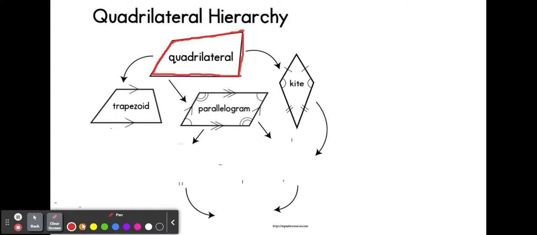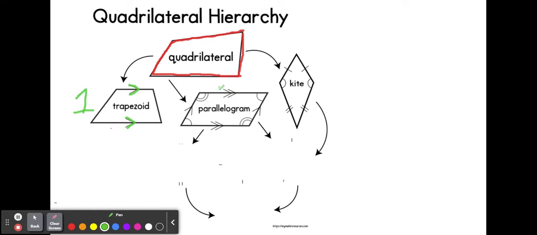Now, when you get into classifying or funneling down, making more specific types of quadrilateral statements, the first thing you want to think about is how many sets of parallel lines or parallel sides are there? And so when we look at our hierarchy here, we're going to be making layers underneath our main red quadrilateral, thinking about parallel sides. This trapezoid here, you can see these arrows, they tell you that these lines are parallel. So this has one set of parallel sides.